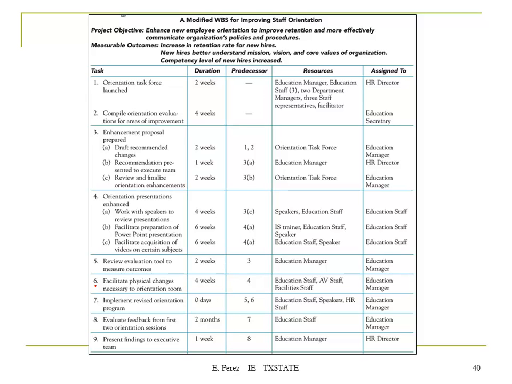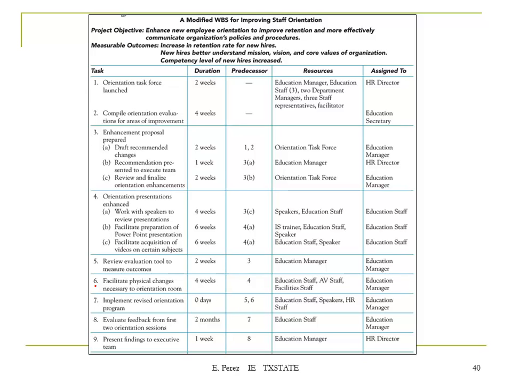If you look at this task right here, work with speakers to review presentation, you're going to have a duration of 4 weeks, and you have a predecessor here, 3C, which is actually here, review and finalize orientation enhancement. So from here you can have a better understanding of how these tasks are going to be completed and how they are going to influence the completion of the next task. And again, this type of diagram or table is going to be easy for you to represent using Microsoft Project. And we will show you how to do that next time.